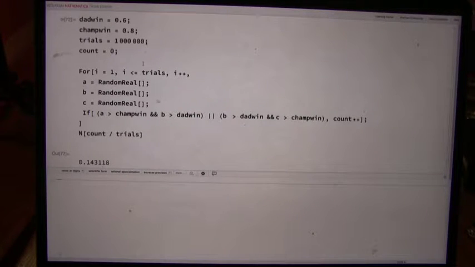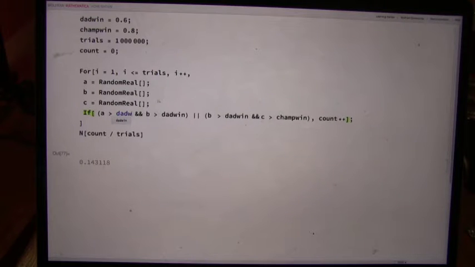Now, how can I make it the other way around? Dad, champ, dad. So you just switch dad and champ here, and in the other set too. Dad win, champ win, and then champ win, and then dad win. So this should be a larger probability. Now we're playing the champion in the middle. Actually, no, this should be the smaller probability. This is the second case.